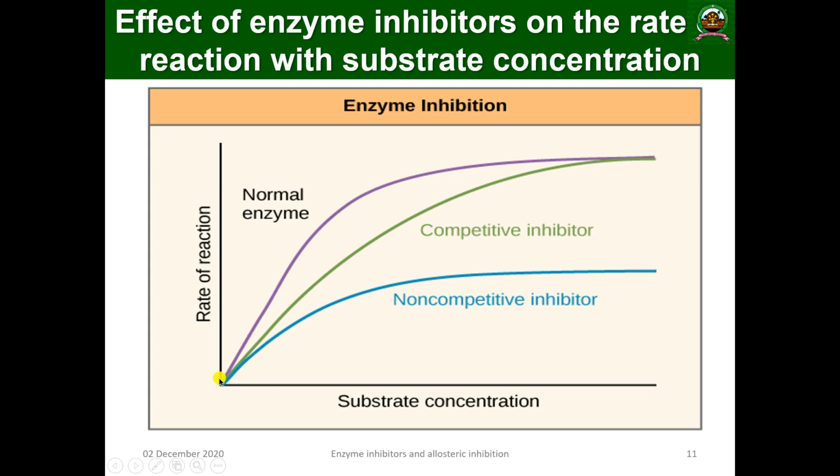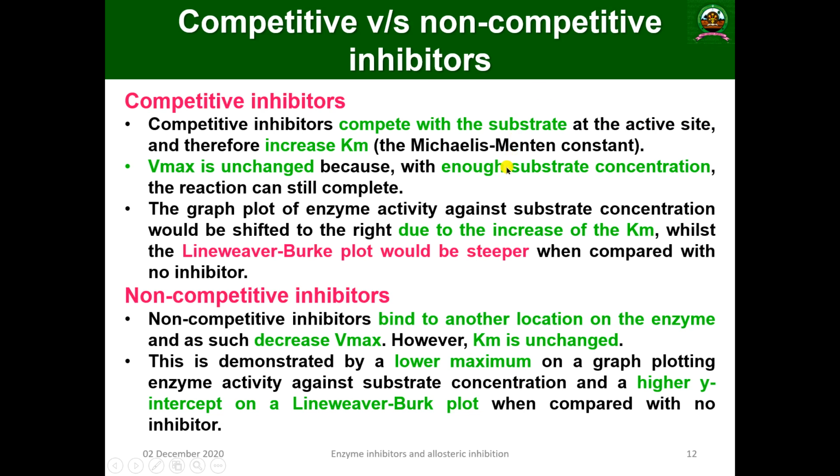And with a non-competitive inhibitor, when the interaction starts and substrate concentration rises, the rate also increases, but the inhibitor goes and binds, blocking the enzyme from binding to the active site. You can see there is no further increase. So this is the graph of the non-competitive inhibitor, this is the graph of the competitive inhibitor, and this is the graph of the normal enzymatic reaction. Now the important comparison between the competitive and non-competitive inhibitors.